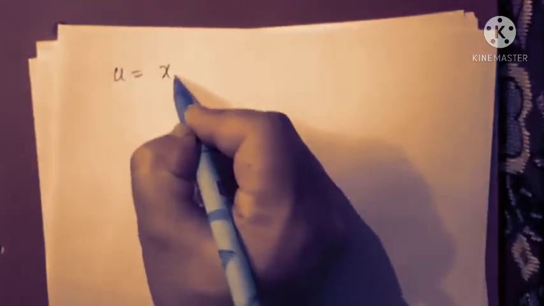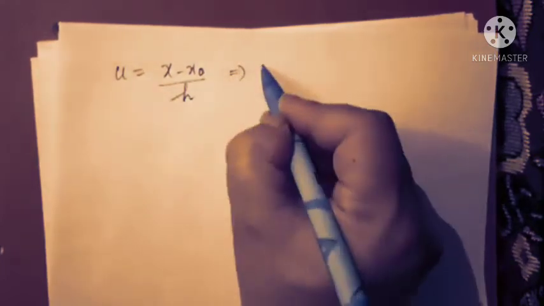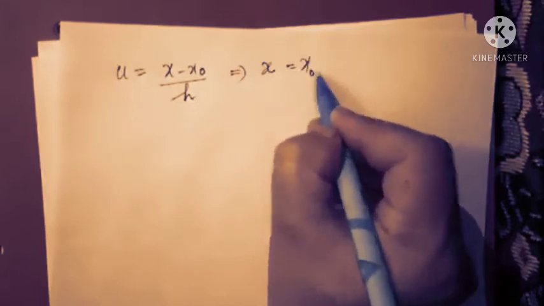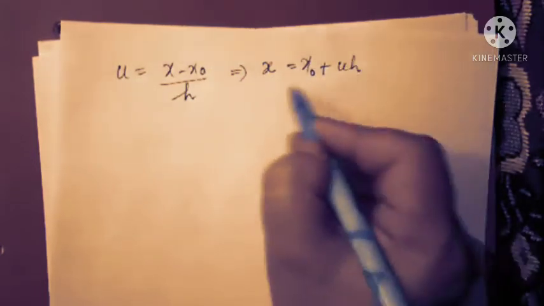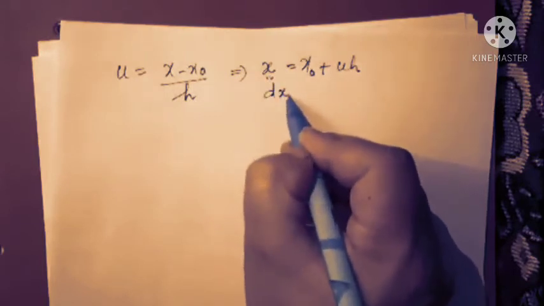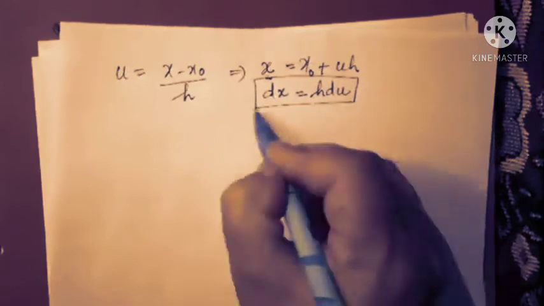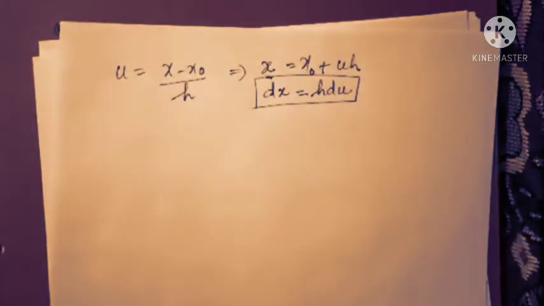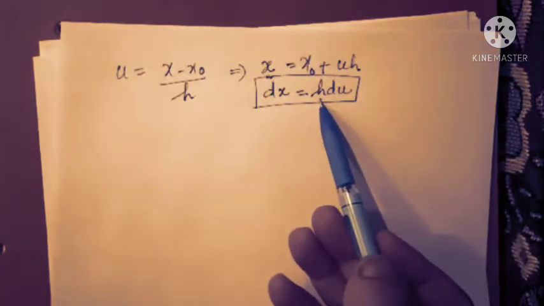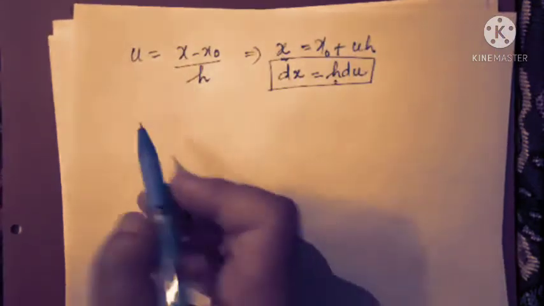And we also know that our u in this case will be equal to x minus x0 divided by h, and we can write this as x is equal to x0 plus u times h. And if we differentiate this, dx will be equal to h times du, right? I am not explaining how this comes because you already know all these things. If not, let me know, I will explain it once again.